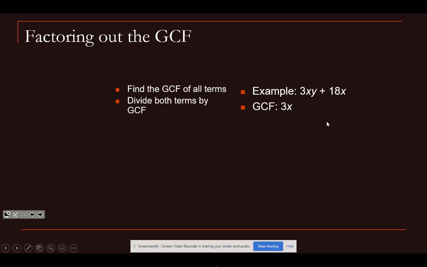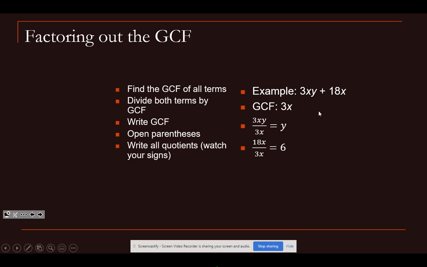Next, divide both of the terms by the GCF. So I want to divide 3xy by 3x, and I get y. I'll divide 18x by 3x and get 6. Now I'm going to rewrite the problem, and this is called factoring out the GCF. I'll write the GCF, followed by opening a set of parentheses, writing my two quotients that I just got, and I'm watching my signs as I do that, and then I'll close the set of parentheses. So what I have is 3x times the quantity y plus 6.